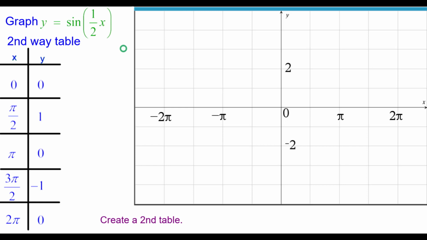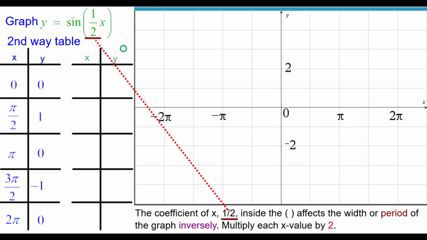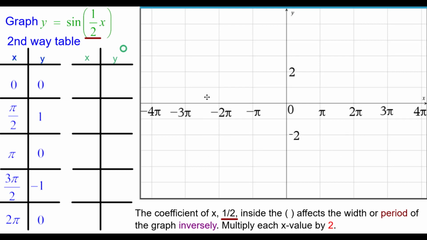We need to create a second table for our graph. And we look at the parameters, and that coefficient of x, 1/2, inside the parentheses, affects the width or period of the graph inversely. We need to multiply each x value by the reciprocal of 1/2, which is 2. We're also going to need to change the units along the horizontal axis because of that too. We're suggesting you mark off every pi and go from -4 pi to 4 pi as the domain. And we're going to have a graph looking like this.